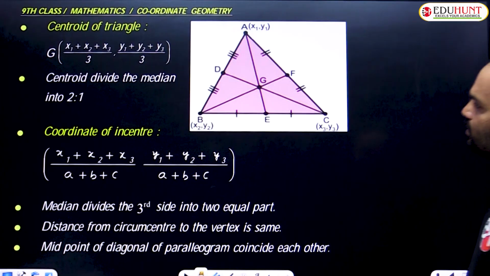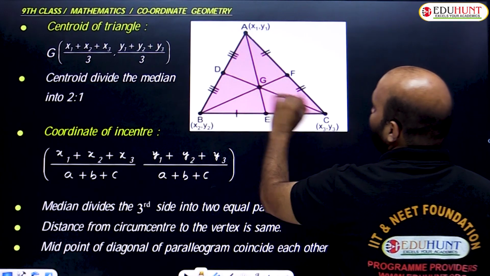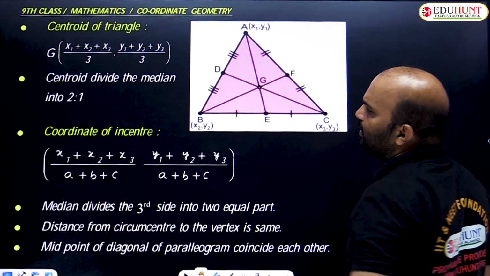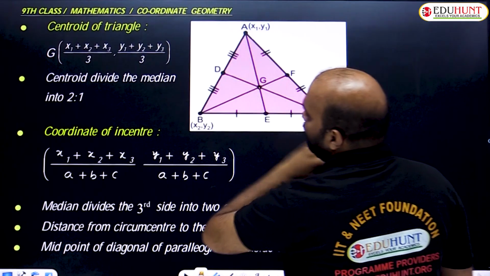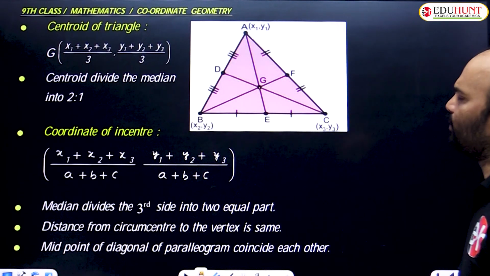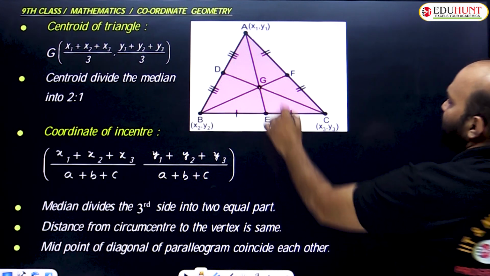Am I clear? So how to find the centroid of the triangle? The centroid is the point of intersection of the medians. The intersection of the 3 medians is called the centroid of a triangle. So what is the formula? x1 plus x2 plus x3 by 3 comma y1 plus y2 plus y3 by 3. That is the centroid of a triangle, indicated by G.